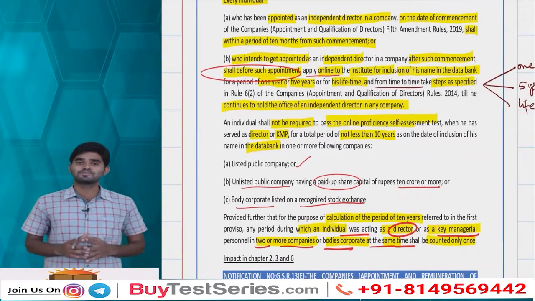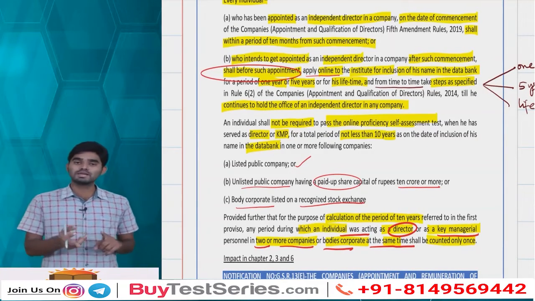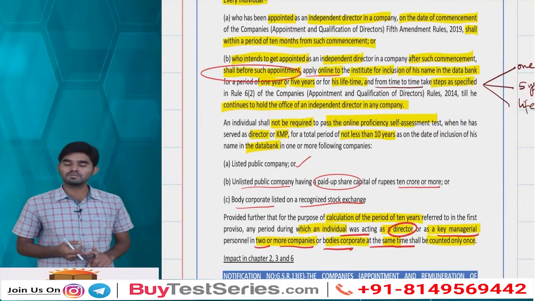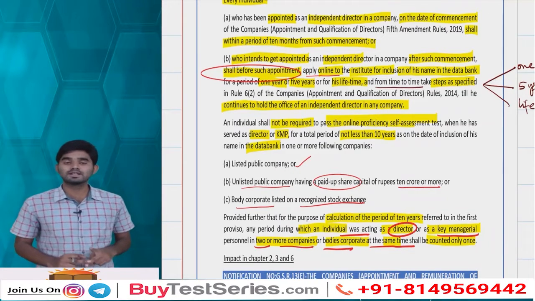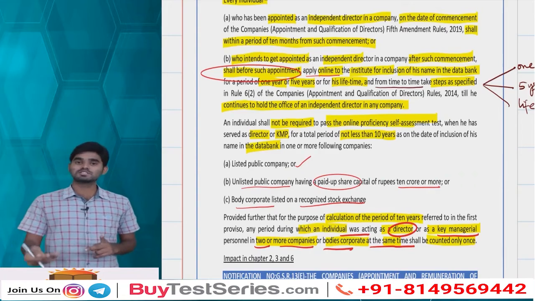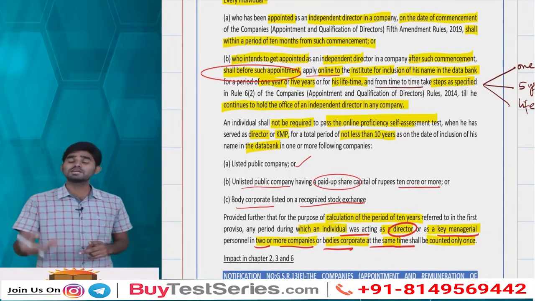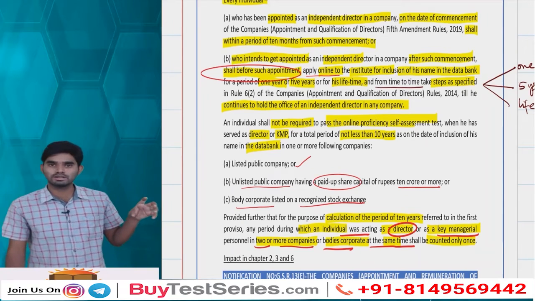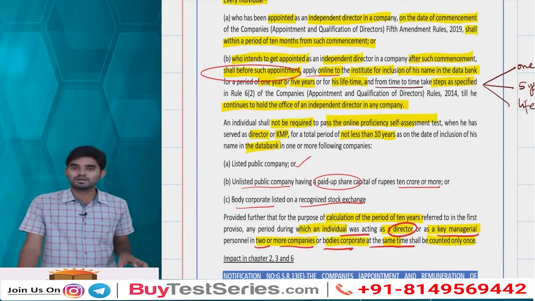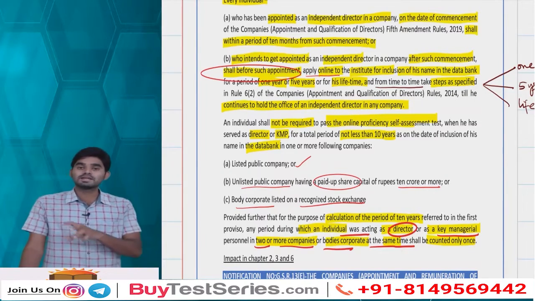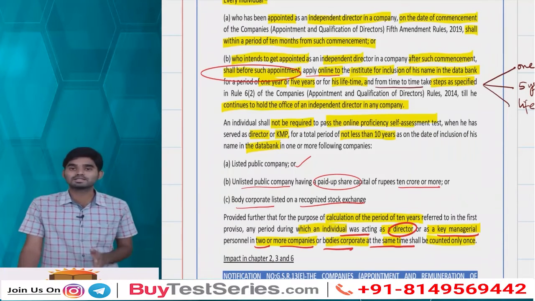So in a nutshell, sir, if as on the date of this particular rule you are already acting as an independent director of a company, then within 10 months, register yourself with this data bank. Second, if you are not acting as an independent director as on date, but after the commencement of these rules, on any future date, you intend to get appointed as an independent director of a company, then before such appointment, you apply for the inclusion of your name in the data bank and also pass the examination. Passing of the examination applies in both cases, either you are an existing independent director or intend to be appointed as an independent director.